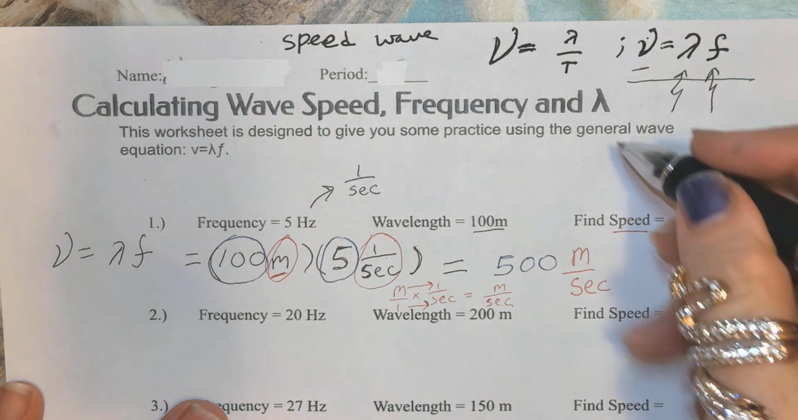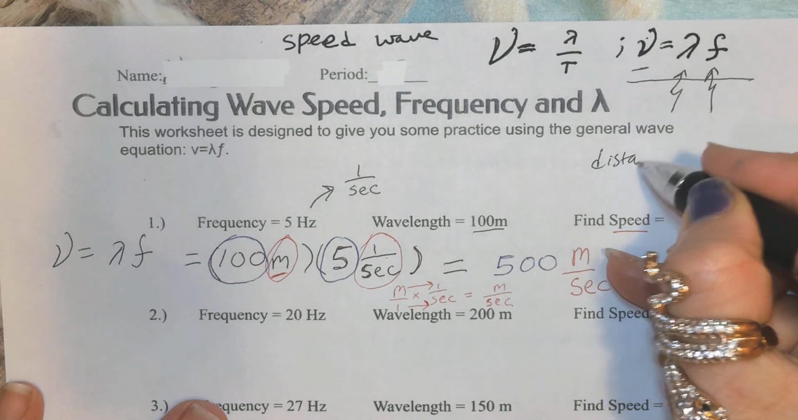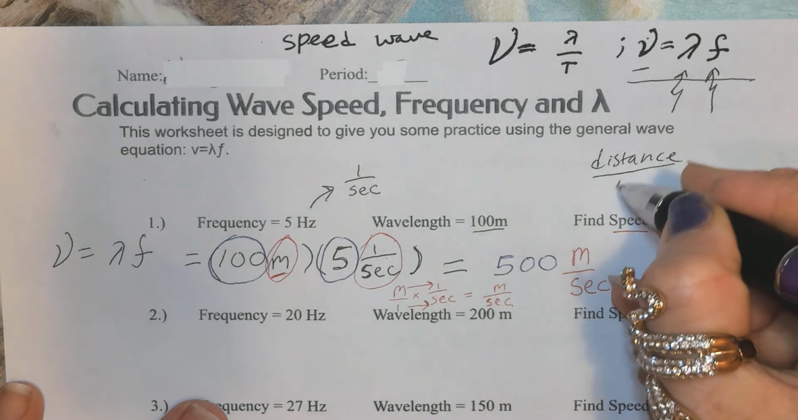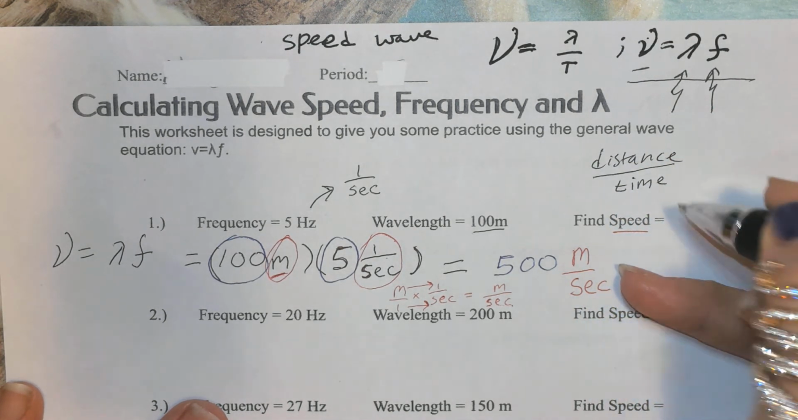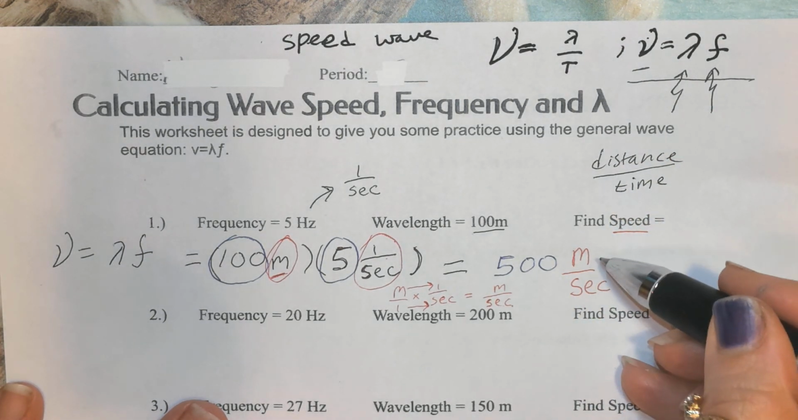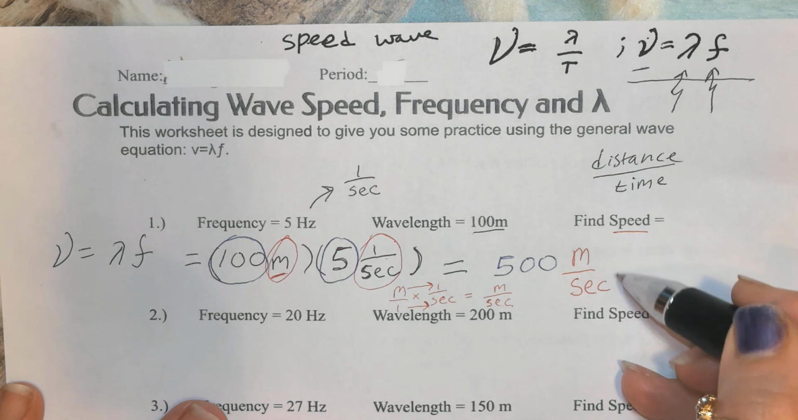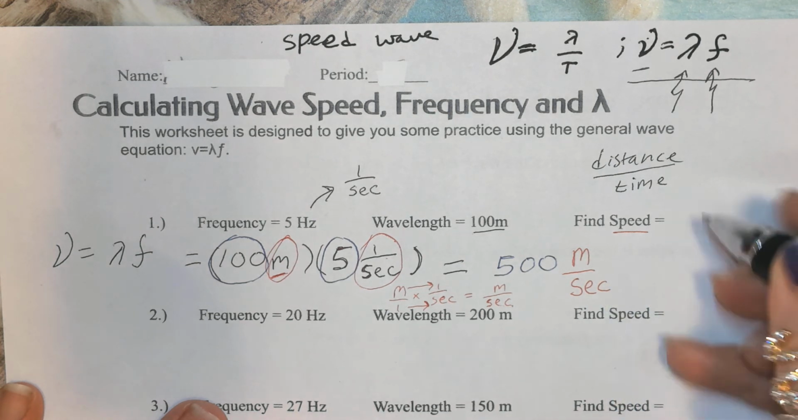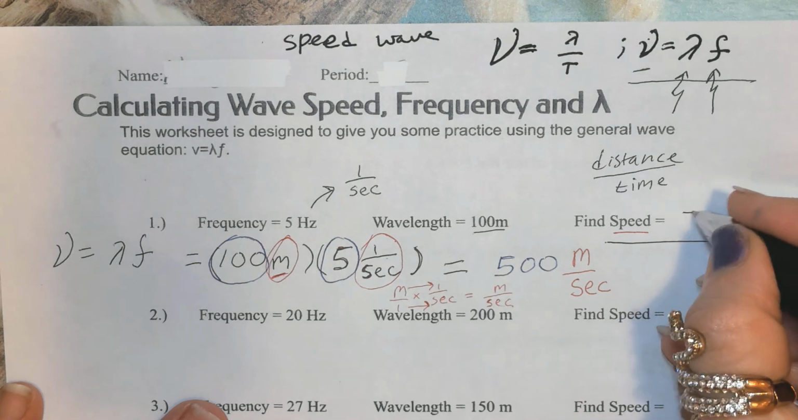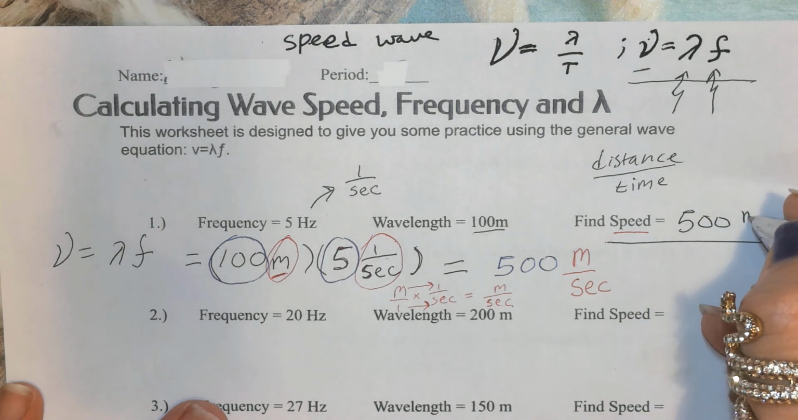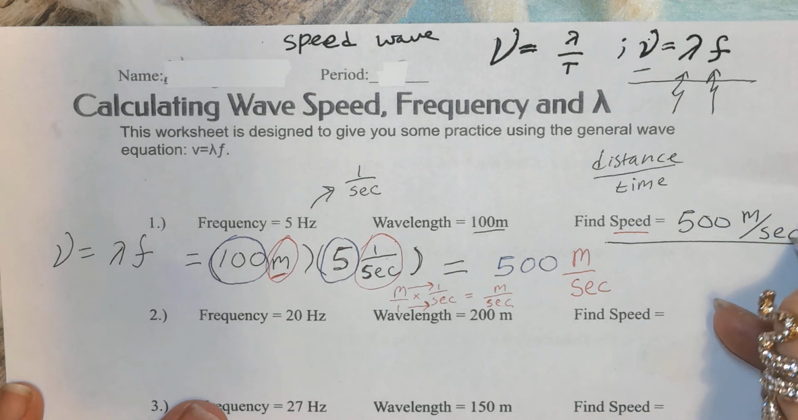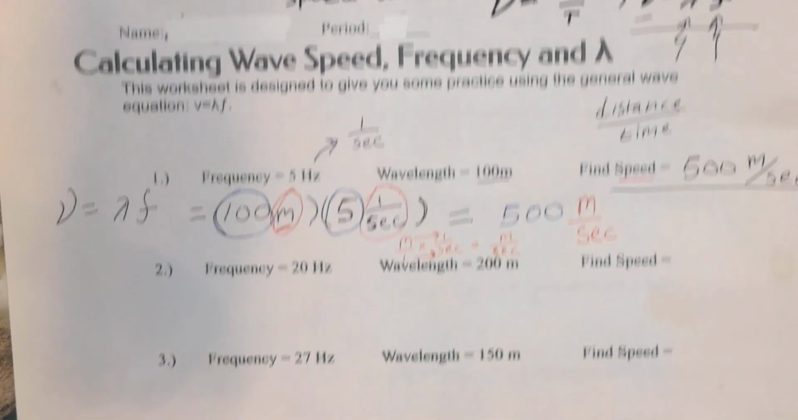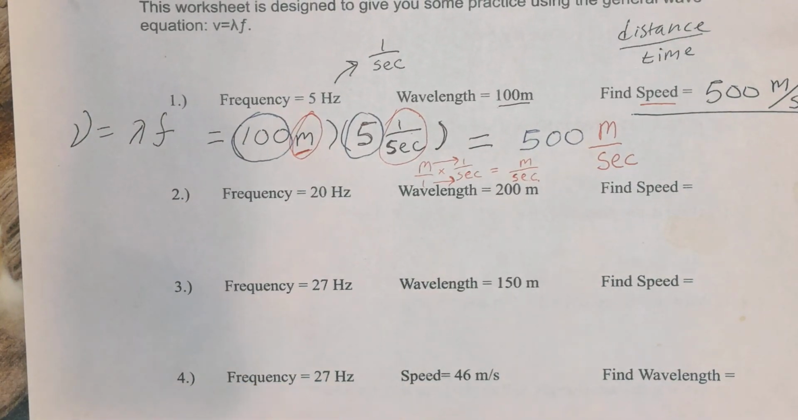Remember that speed is distance divided by time. So it makes sense that my units work out to be a distance, meters, divided by time, seconds. Okay, my final answer is 500 meters per second. Now, I'd like you to try number 2 and 3.